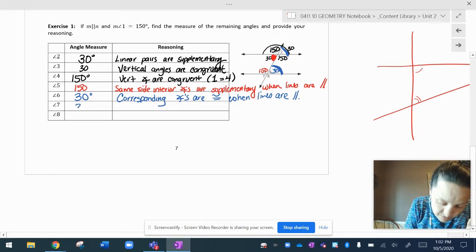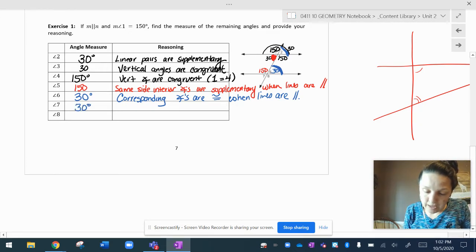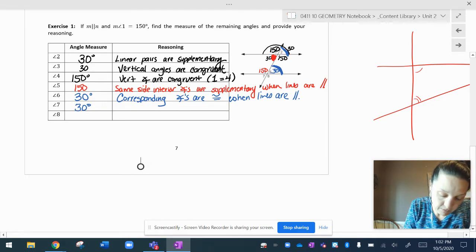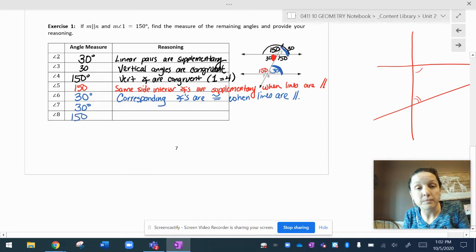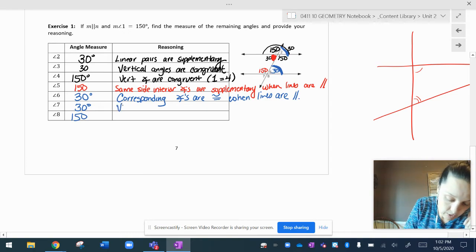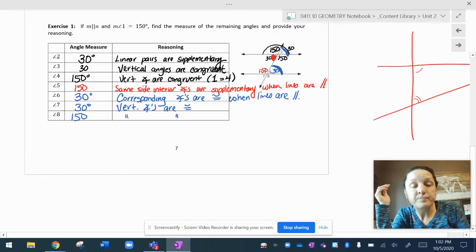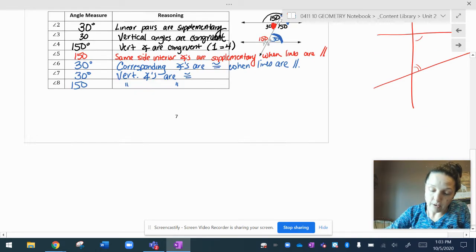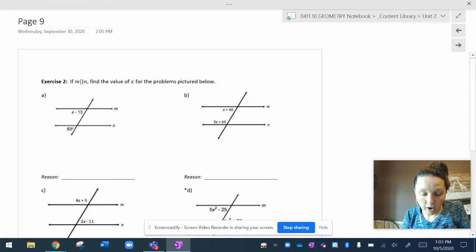And then 7 is vertical from 60, and 8 is vertical from 5. So 8 and 5 match up, and that's 150. Okay, and here I use the fact that vertical angles are congruent twice. All right, I want to move on here because I don't want this to drag out. So what you have to remember is when you look at two angles, you got to decide, are they equal or do they add up to 180? Those are the only choices.